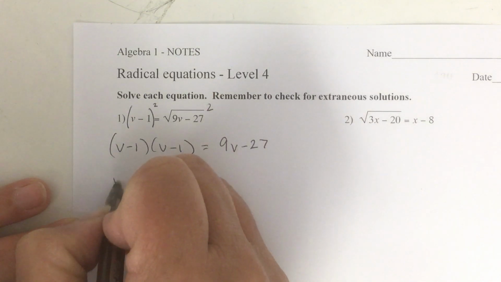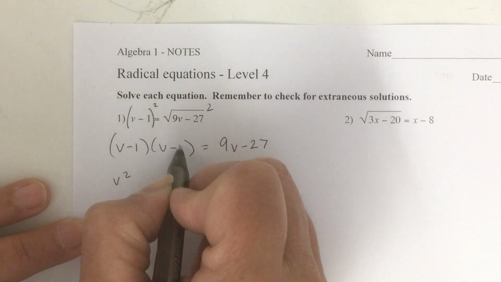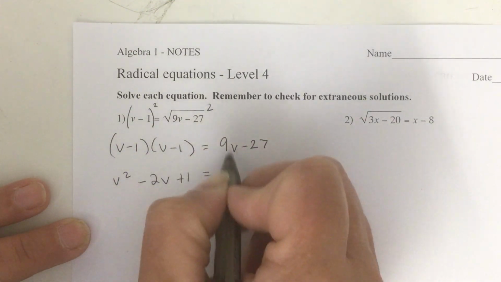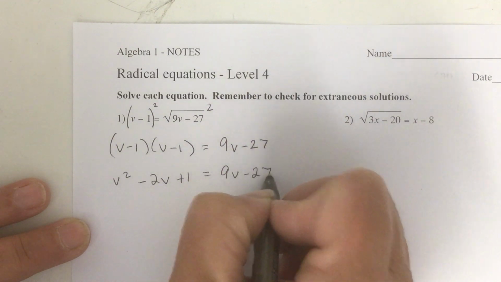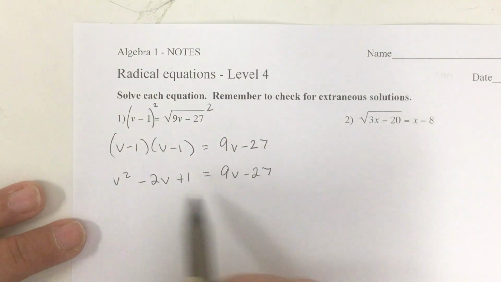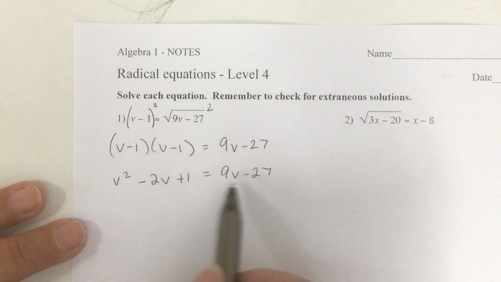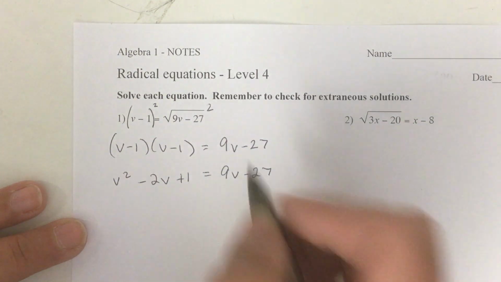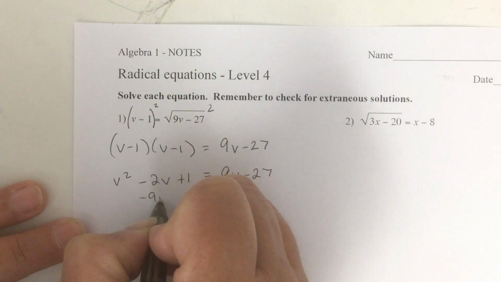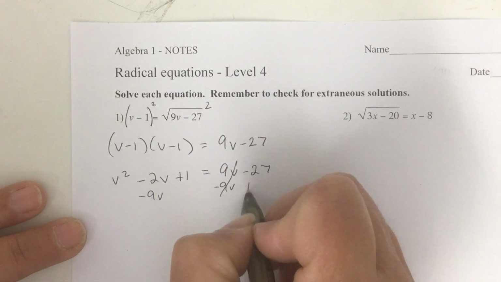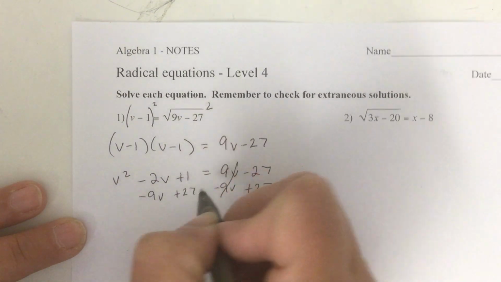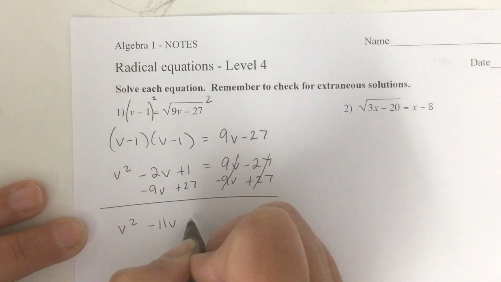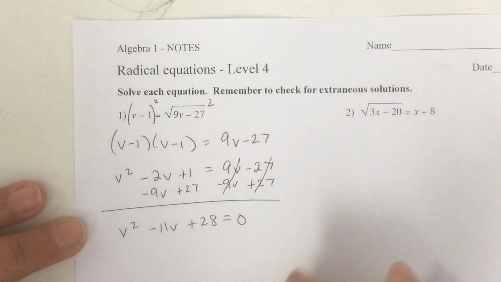When you multiply this out, you get v squared minus 1v minus another 1v, so minus 2v plus 1. And so that's going to be equal to 9v minus 27. That is going to result in a quadratic. You have a v squared and some v's. So you need to move everything over to the side where you have the v squared and set it equal to 0. So minus 9v, minus 9v, that'll cancel, and plus 27, plus 27, that'll cancel. That will leave you with v squared minus 11v plus 28 equals 0.